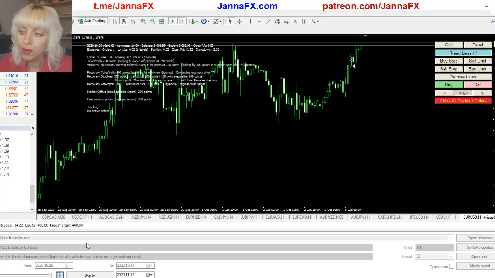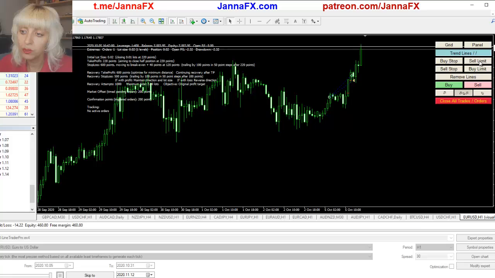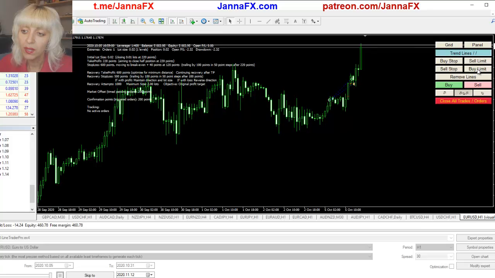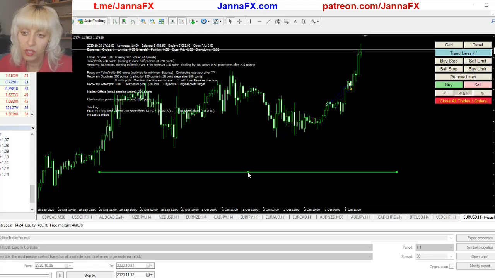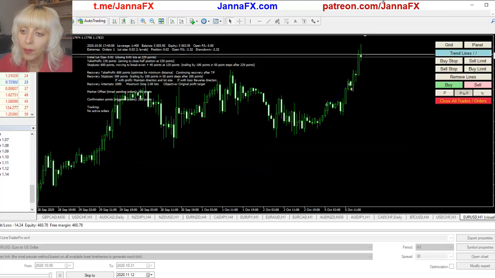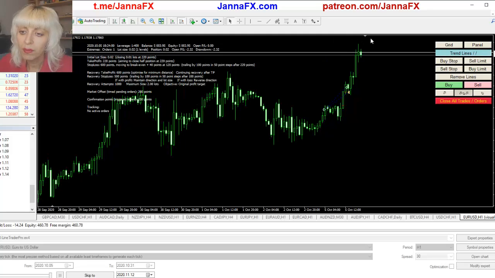So now that's how you use trend lines. Exactly the same, you can place sell limit and buy limit. As you can see, they are exactly the same, but it's limit orders. So let's say now we want to wait for some consolidation, right?